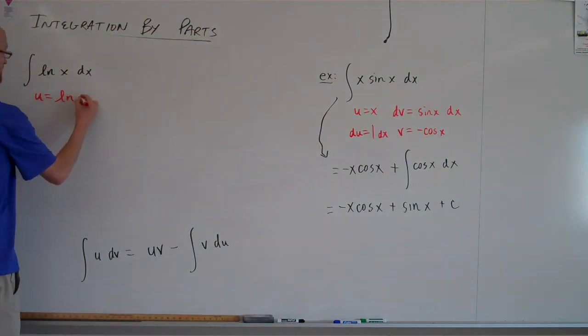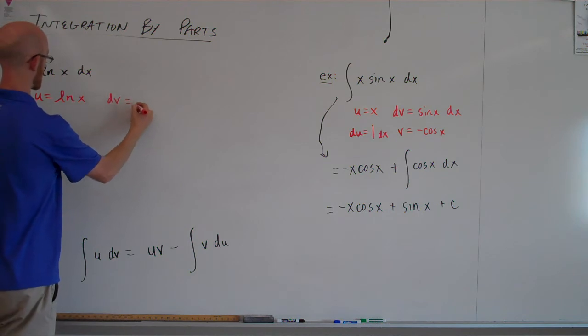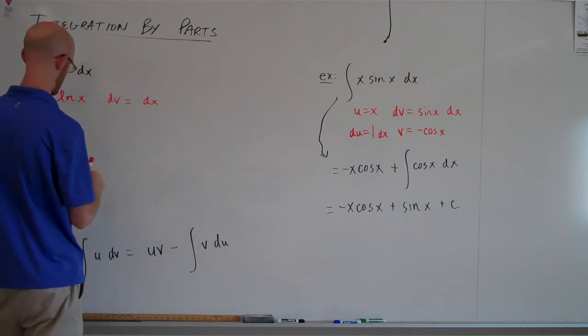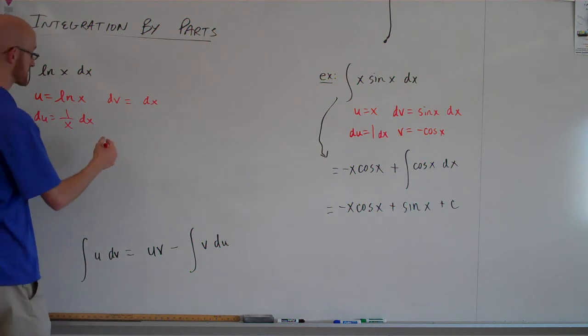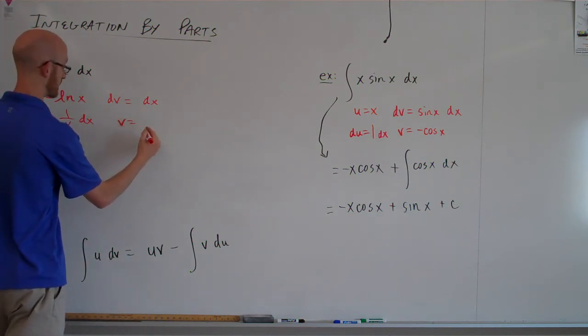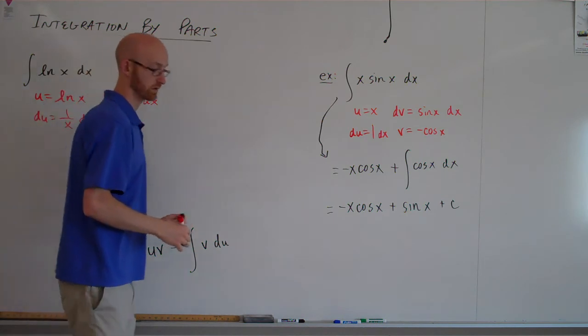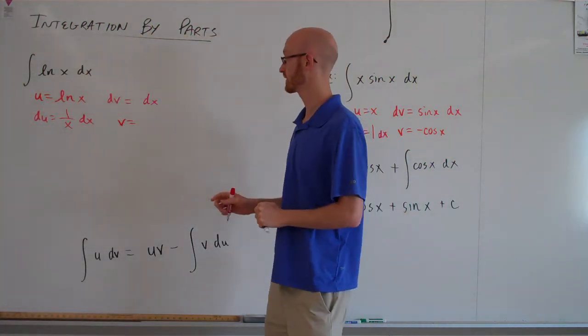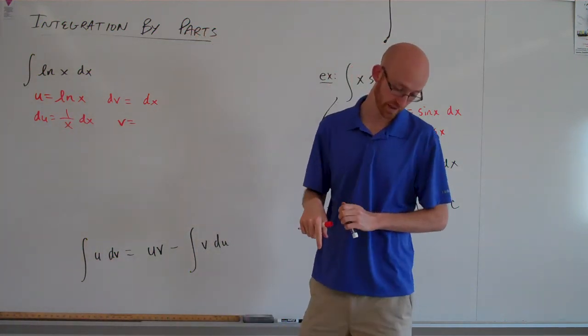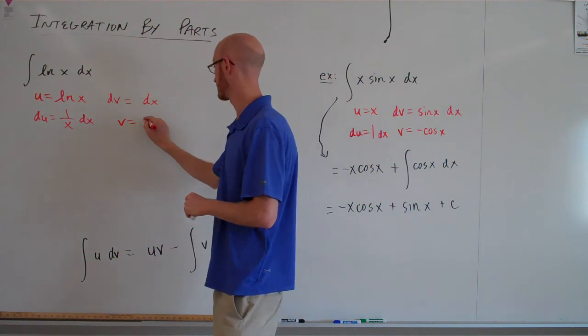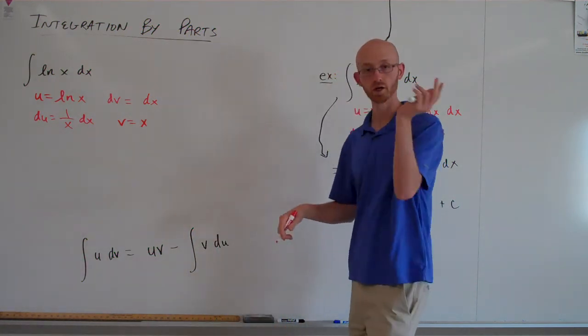A good choice would be u to be natural log of x and dv to be dx, which means du is 1 over x dx. And again, don't be a robot about why that dx is sitting there. Think about why it's 1 over x dx. Notation is really important in calculus. And then v will be, sorry, I lost my train of thought. So dv was dx, then v is x.